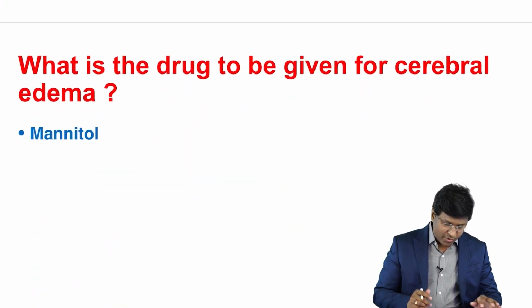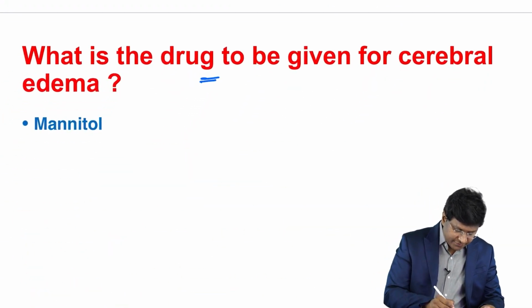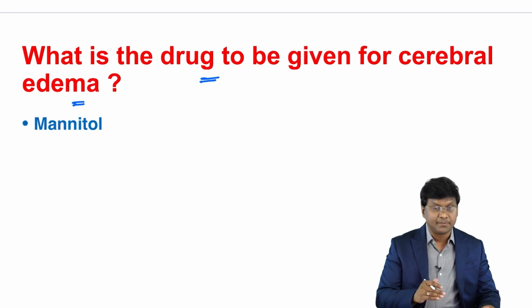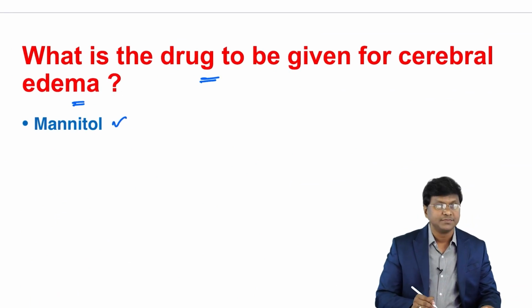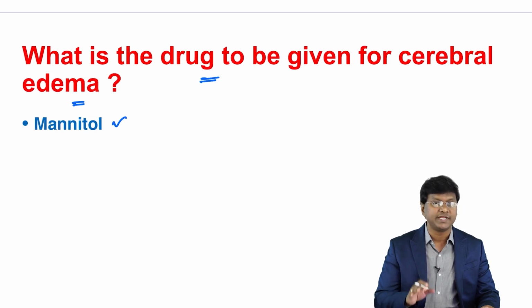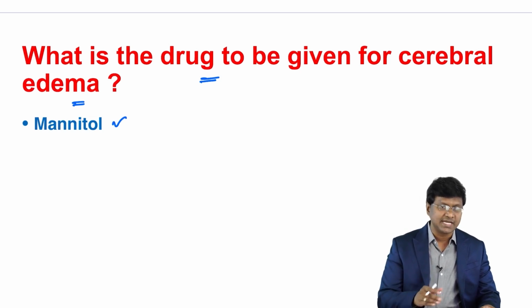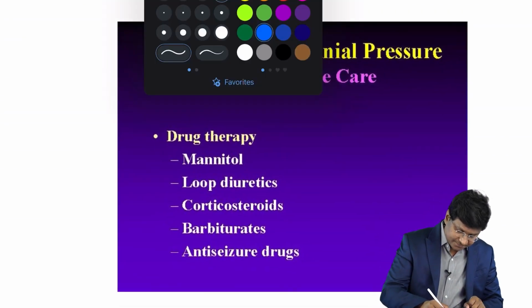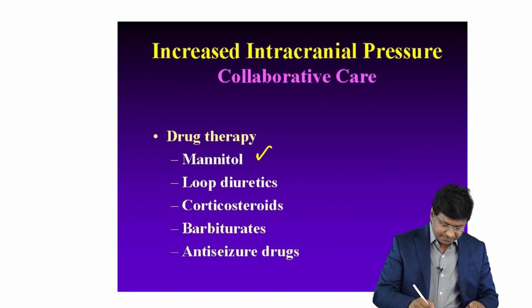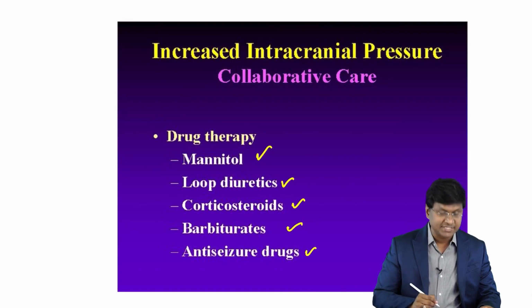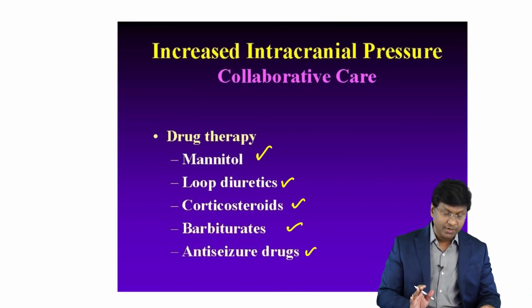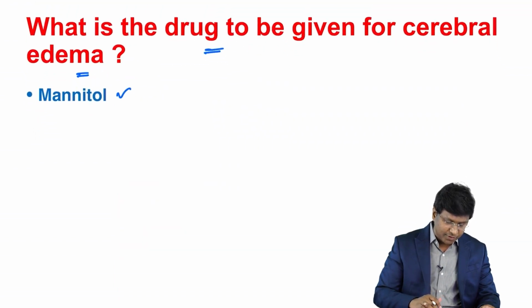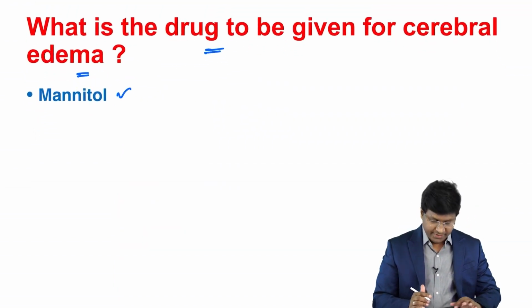Next. There's one more question asked, drug to be given for cerebral edema. And the answer among the options given to you is mannitol. This particular mannitol is an osmotic diuretic. And what are the other drugs apart from mannitol that you can give to reduce raised intracranial pressure? Those other drugs include, number one, mannitol, loop diuretics, steroids, barbiturates, as well as anti-seizure drugs. So this is about the drugs. But the answer among the options given to you is mannitol.